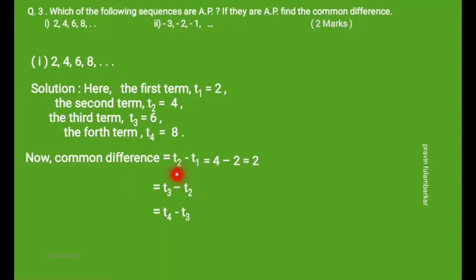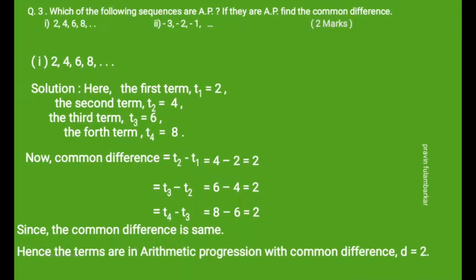Substitute the value of T2 as 4, T1 as 2. So we get 4 minus 2 which equals 2. Similarly T3 minus T2, T3 is 6, T2 is 4. So 6 minus 4 we get 2. And last, T4 is 8, T3 is 6, so 8 minus 6 we get 2. That means the common difference is the same. So the sequence is an arithmetic progression.